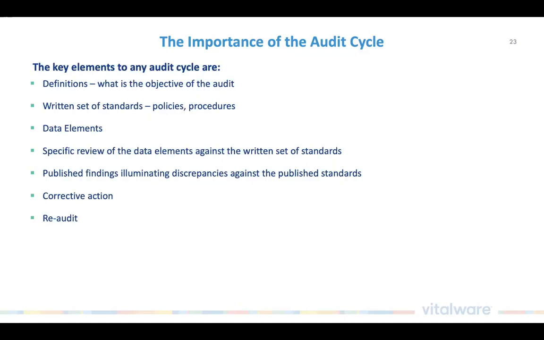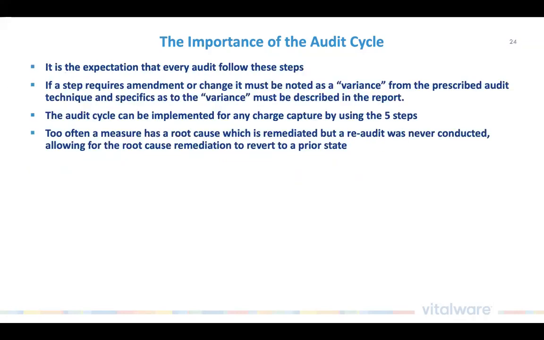Specific review elements against the standards. So for example, if I'm looking only at CPT, the diagnosis code is of no value to me. So what data elements represent the standard that I've set that I need to compare it against? Publishing the findings and then corrective action. It's the expectation that every audit follow those steps. So if a step requires an amendment, it must be noted as a variant in the report. And then you go back and you fix it and you re-audit for the variant.